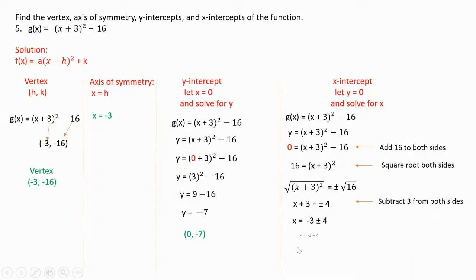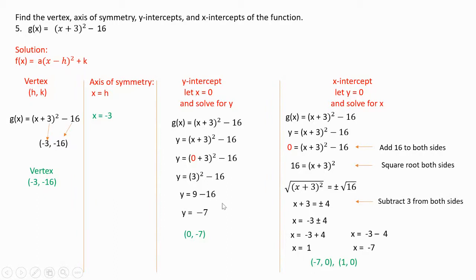So then you're going to break them in two. x equals negative 3 plus 4, and x equals negative 3 minus 4. So negative 3 plus 4 equals 1. Negative 3 minus 4 equals negative 7. So these are my x-intercepts.